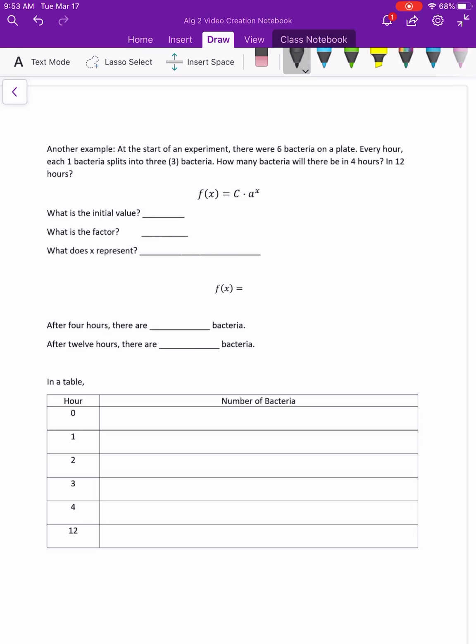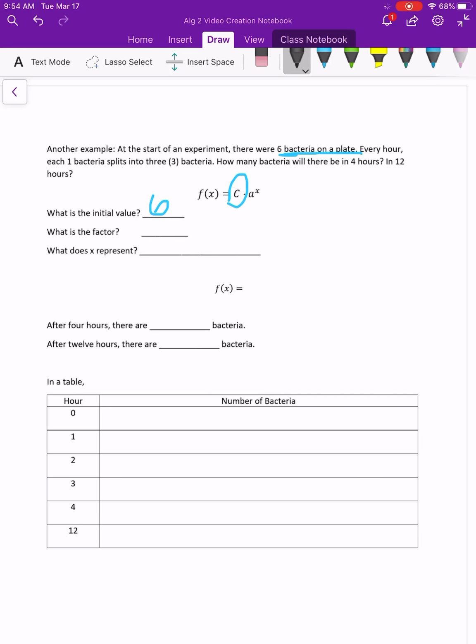So when we are writing an exponential function's equation, we need three pieces of information. We need the initial value, we need the factor, and we need a unit of time. In this case, the initial value is going to be represented by this C value, and it's how much do we have at the start of the experiment. At the start of the experiment, there are 6 bacteria on the plate. So the initial value is 6. And then we also need this factor. How much are we multiplying by every time?